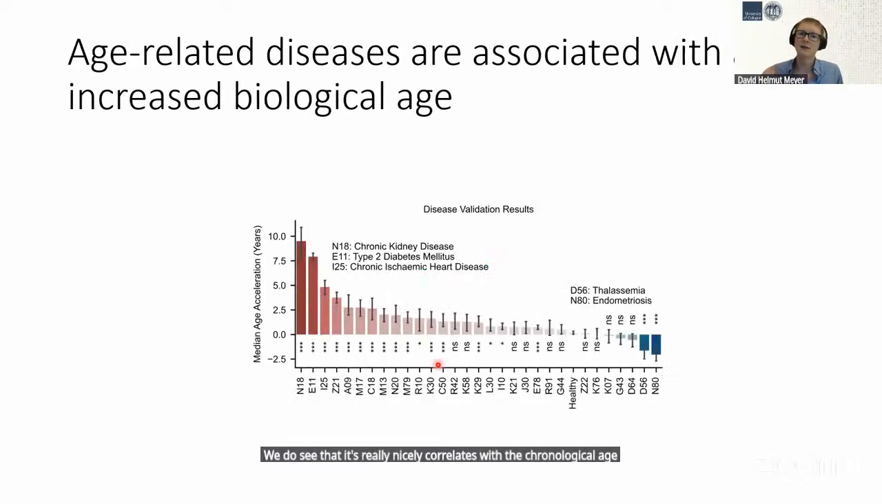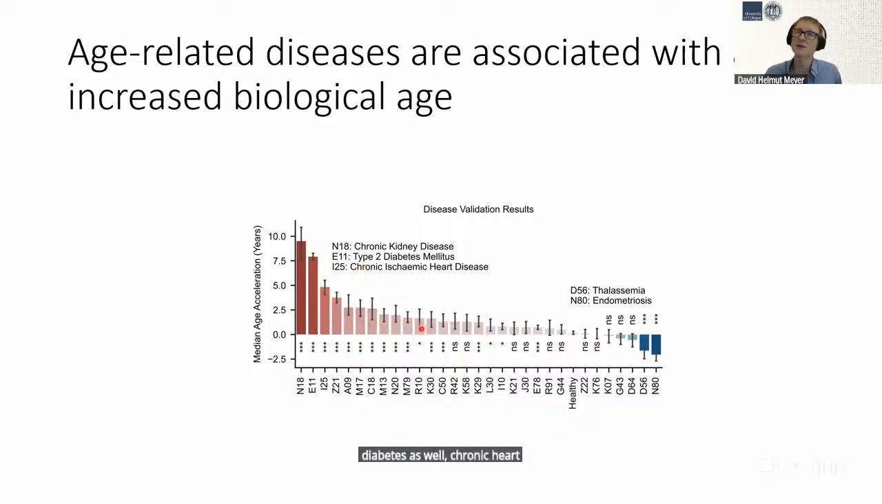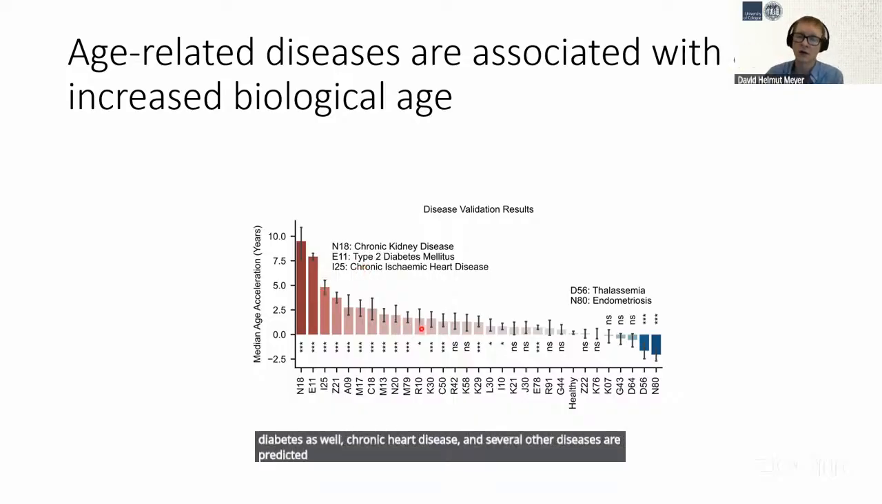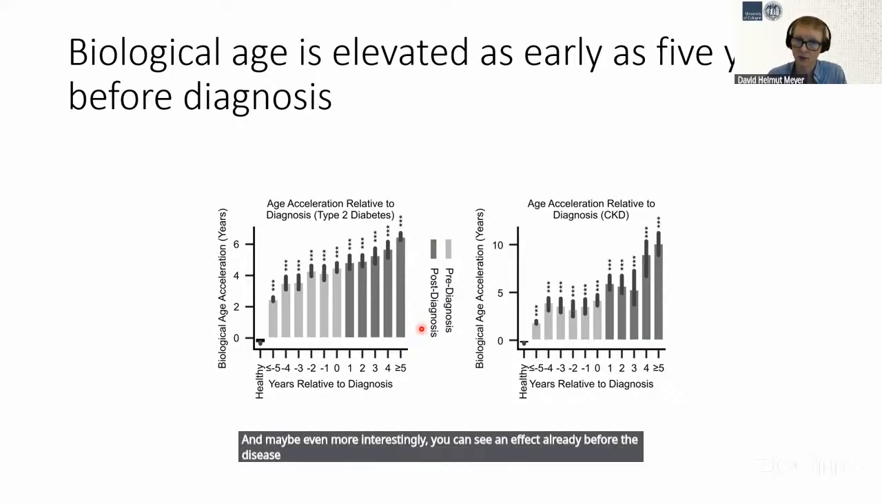And interestingly, it does associate with diseases. So we do see, for example, chronic kidney disease is almost 10 years predicted older. Diabetes as well, chronic heart disease, and several other diseases are predicted significantly older than healthy individuals. And maybe even more interestingly, you can see an effect already before the disease is diagnosed.